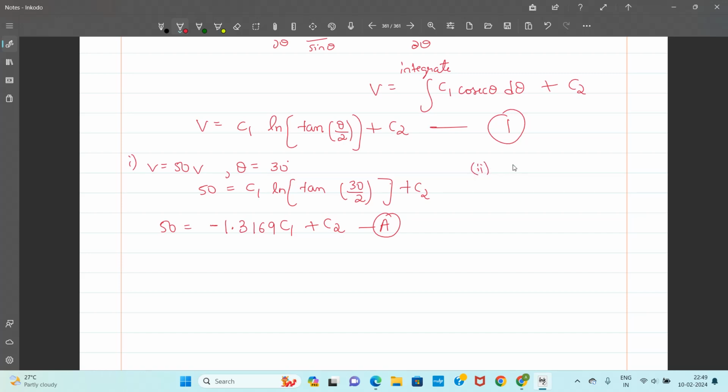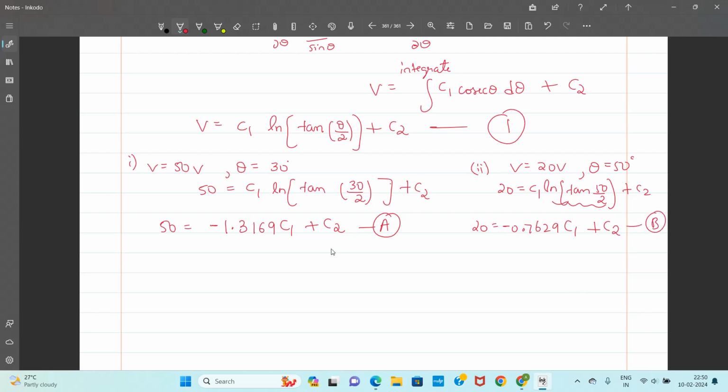Second condition is given as V is equal to 20 volt when theta is 50 degree. So 20 is equal to C1 into natural log of tan 50 by 2 plus C2. So this is going to give me 20 equal to minus 0.7629 C1. Calculate this value. It will be minus 0.7629 C1 plus C2. I'll call this equation B.